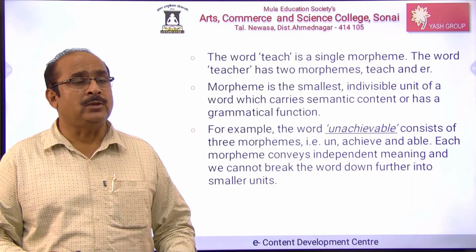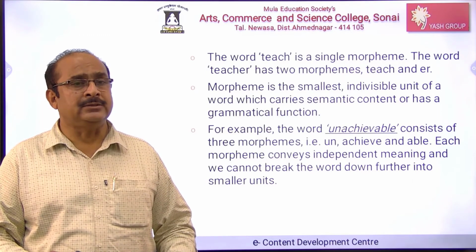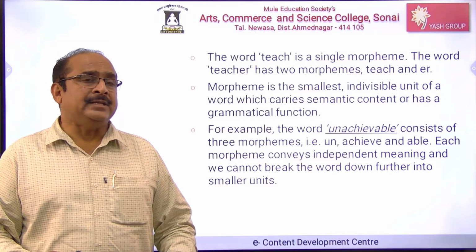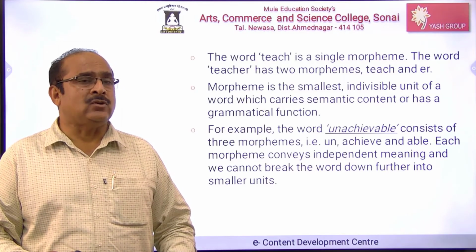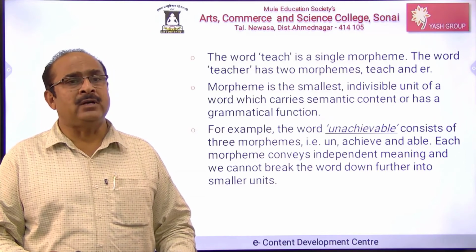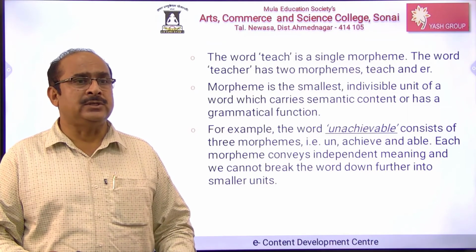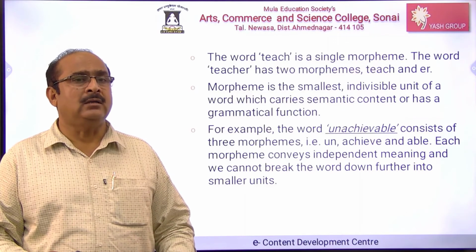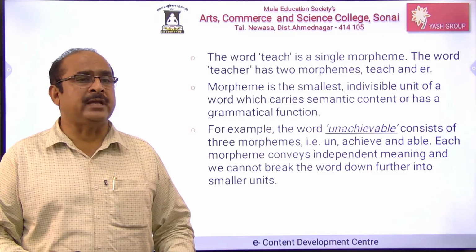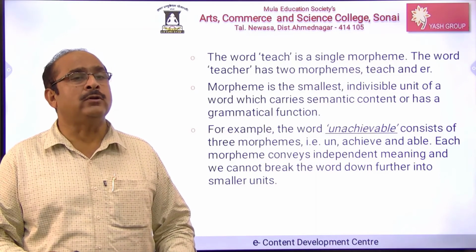So this is one of the most important criteria: it carries semantic content, it has a certain kind of meaning, and it has a grammatical function. For example, the word unachievable consists of three morphemes: un, achieve, and able. Each morpheme conveys independent meaning, and we cannot break the word down further into smaller units.